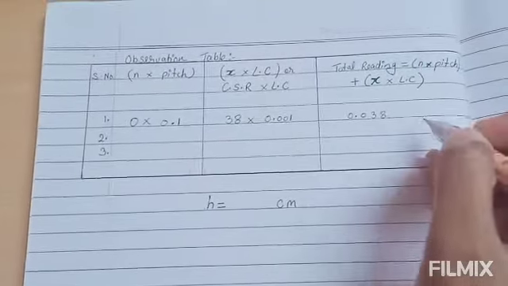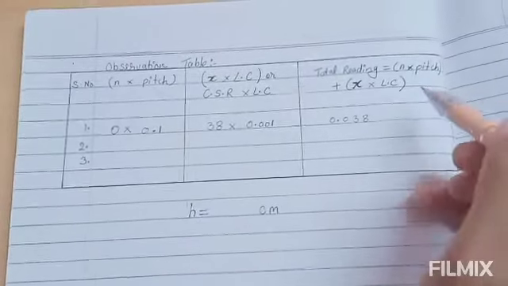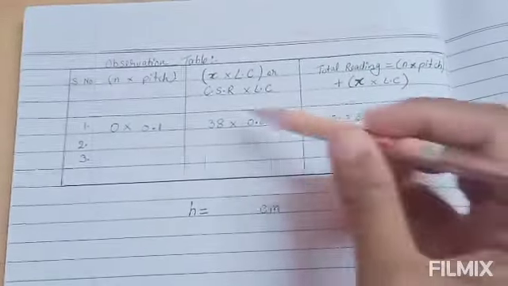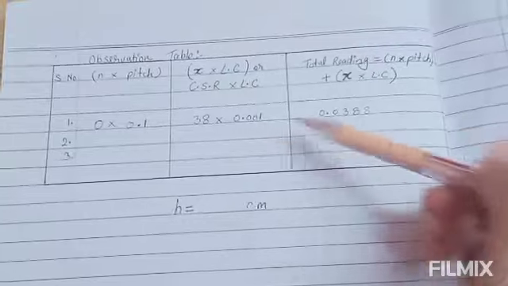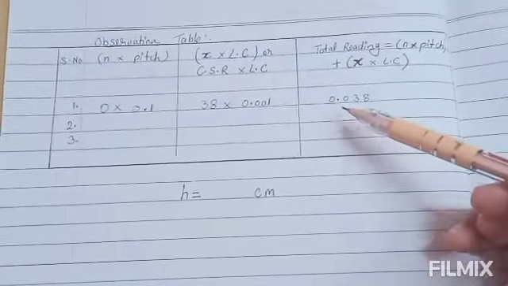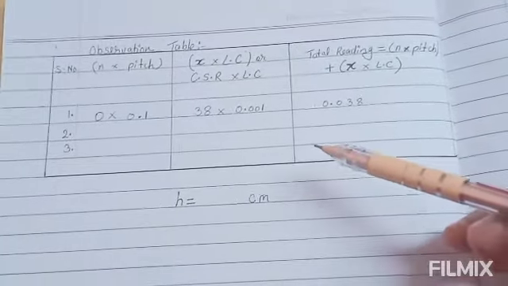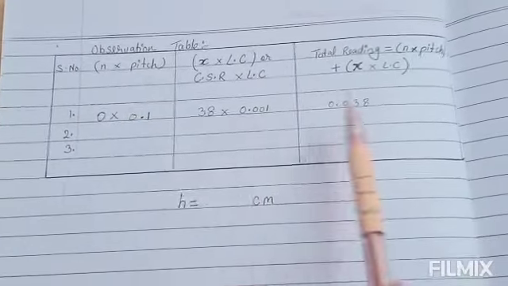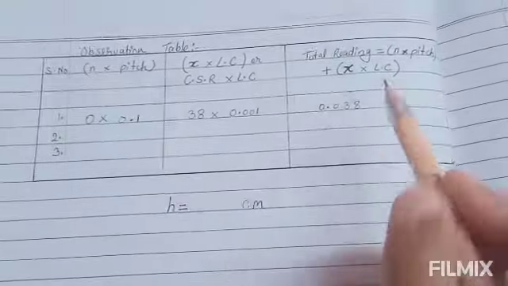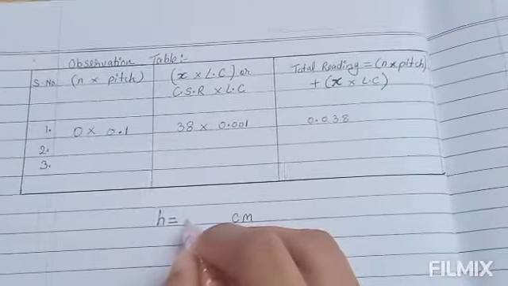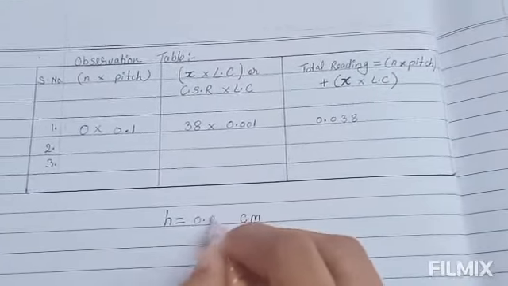So the total reading came out to be 0.038. Now we will perform this same activity 2 more times to fill this table, and will take the mean of this total reading. So for now we have only one observation, so I am writing this as the final value, 0.038.